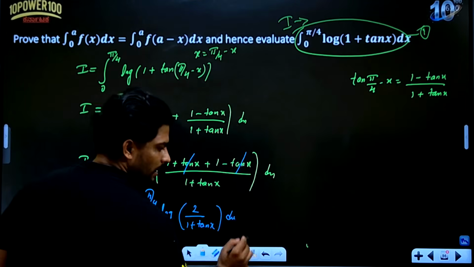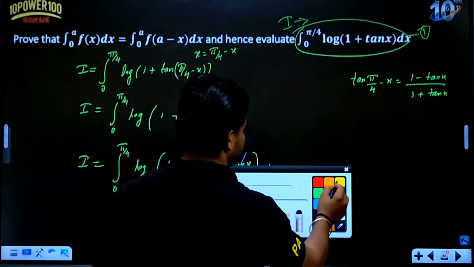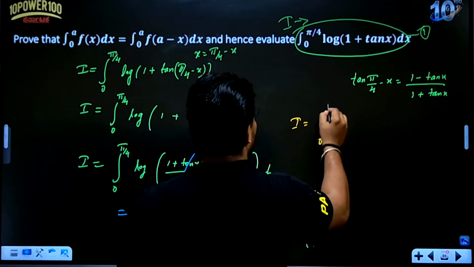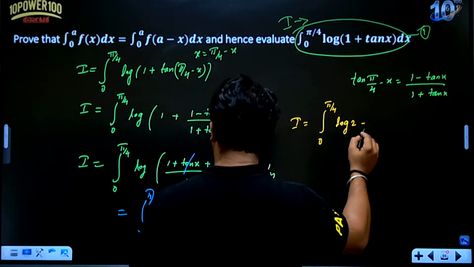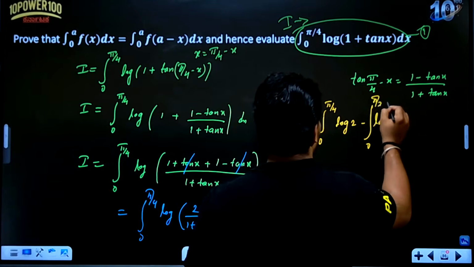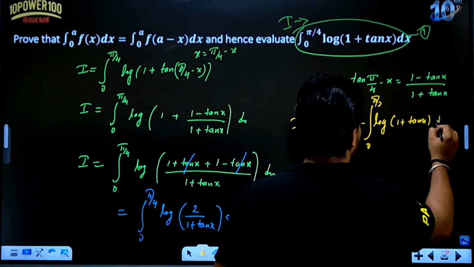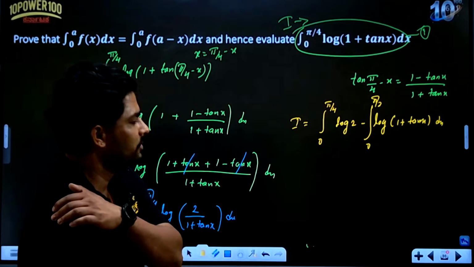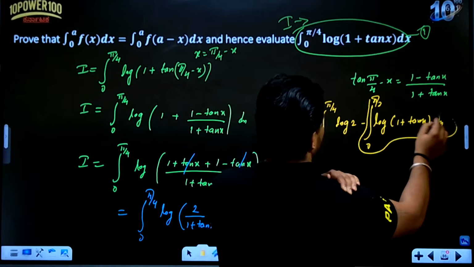Now we use the log properties. So I is equal to the integral from 0 to pi by 4 of log 2 minus log of 1 plus tan x dx. Now what is the integral of log of 1 plus tan x from 0 to pi by 4? It is actually I, correct? So minus I.